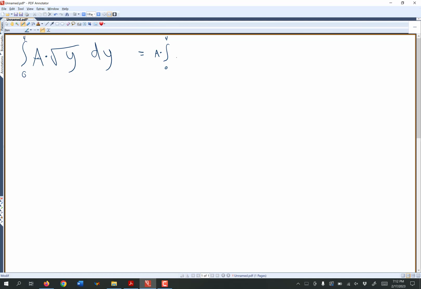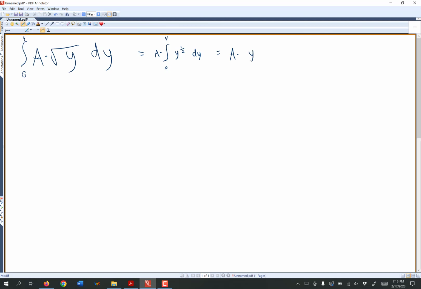Now when you look at the square root of y, I want to change that to y to the 1/2 power. Anytime you can, change these things to powers because we know how to do integrals based on our power rule. So this will be y to the 1/2 dy. So now to integrate this, again, the a just stays out here.